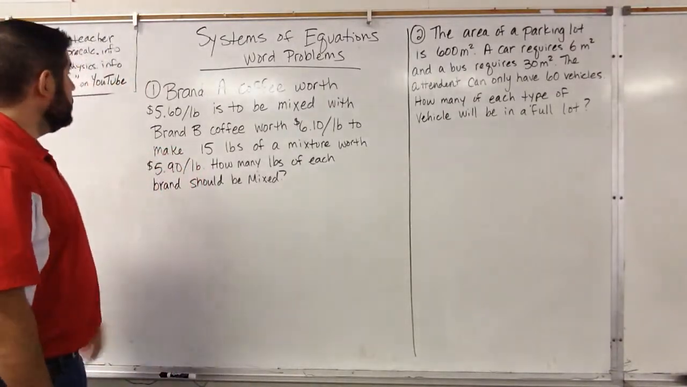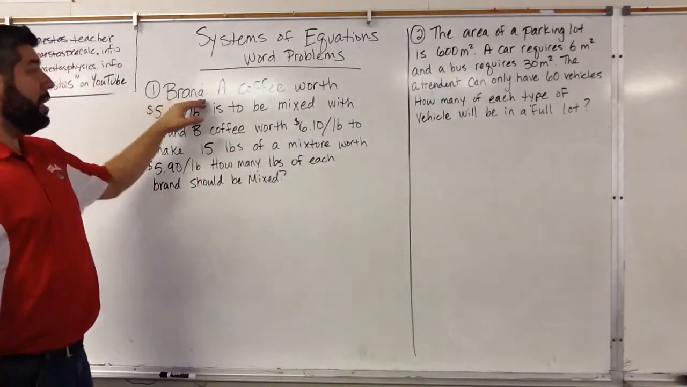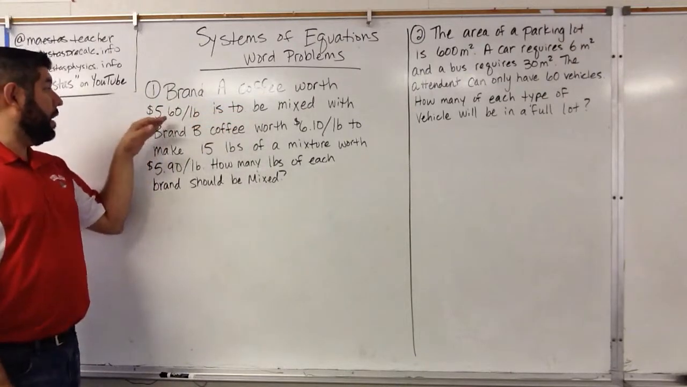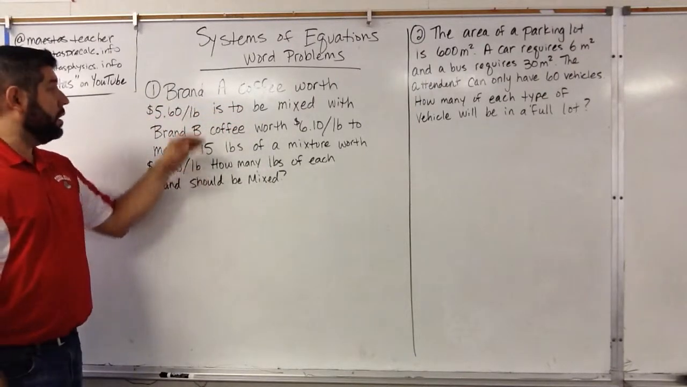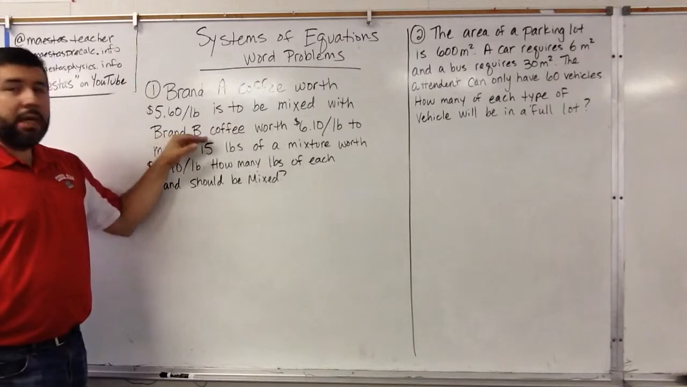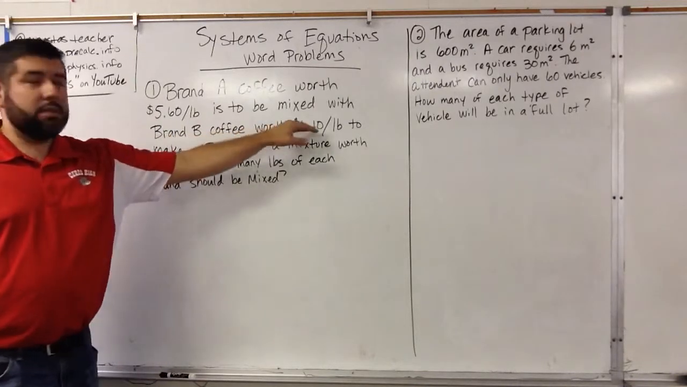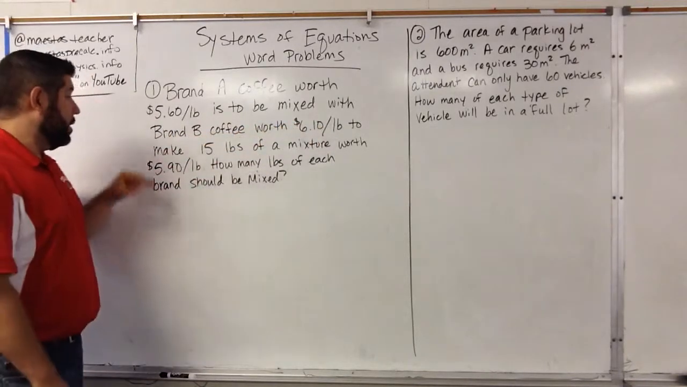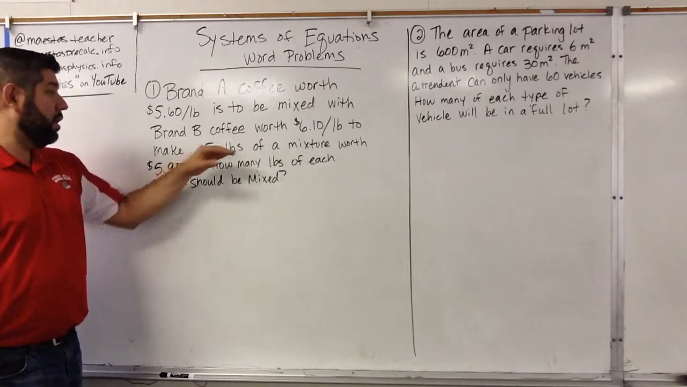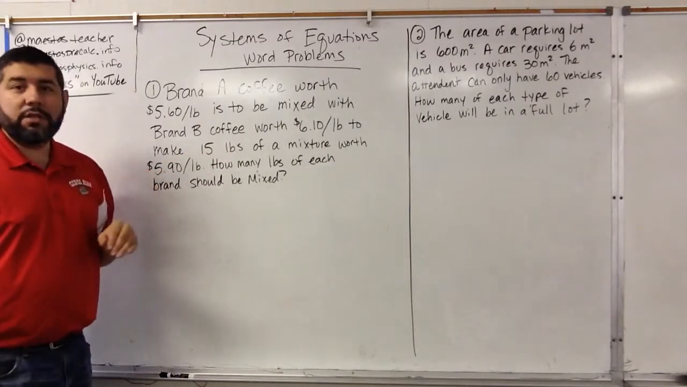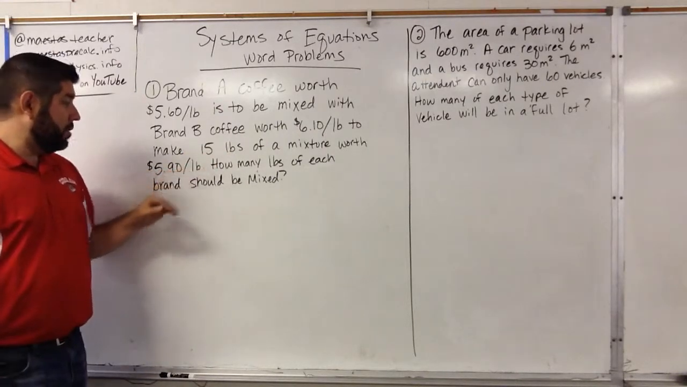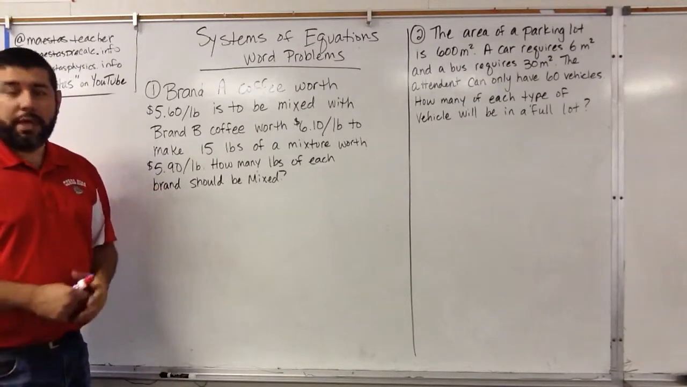So the first one here is brand A coffee worth $5.60 a pound is to be mixed with brand B coffee worth $6.10 a pound to make 15 pounds of a mixture worth $5.90 a pound. How many pounds of each brand should be mixed?